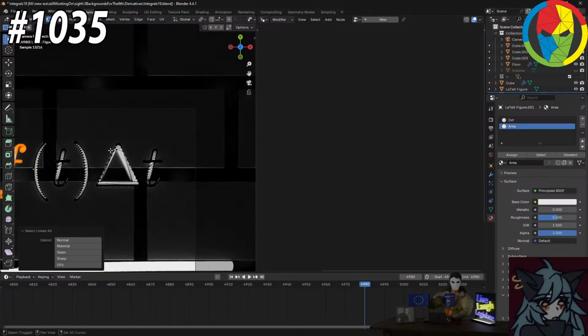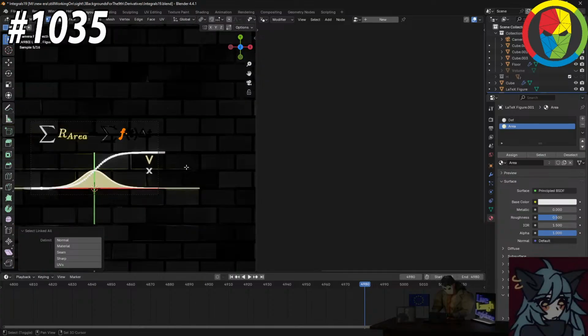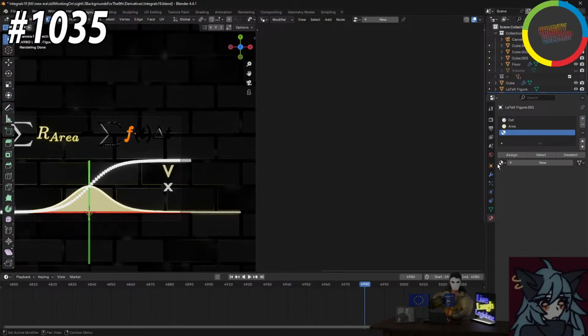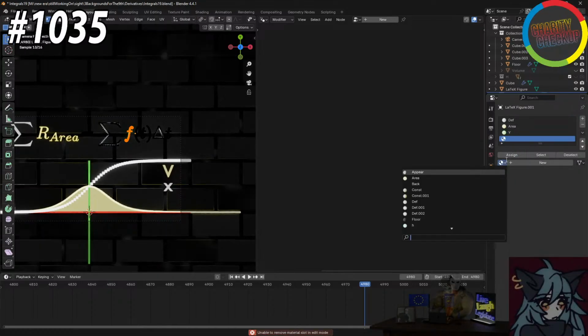And T is supposed to be red. No, this is supposed to be green. I'm an idiot. This is supposed to be Y. This is supposed to be X.